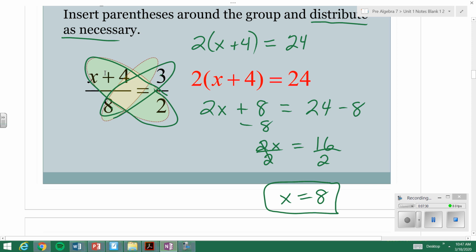So 8 plus 4 is 12. Is 12 to 8 the same ratio as 3 over 2 is? Well, you could divide the numbers to find out that they're both 1.5, or you could check the cross products again. 8 times 3 is 24, and 12 times 2 is also 24. So we have checked our solution, and it does indeed check out.